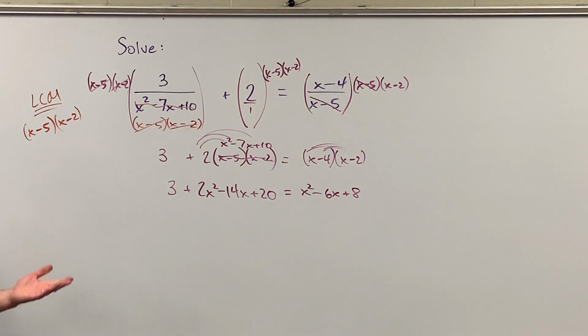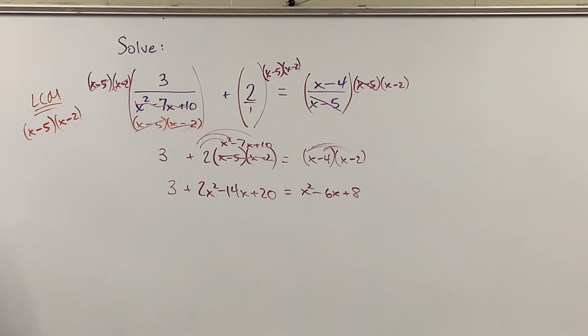And then what is my rule? See, now we're back in chapter 4 again, solving polynomials. What's our goal now? Set it equal to 0.